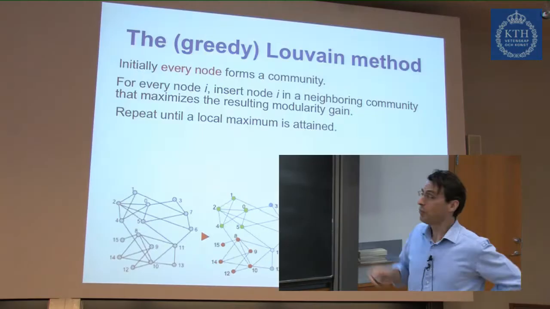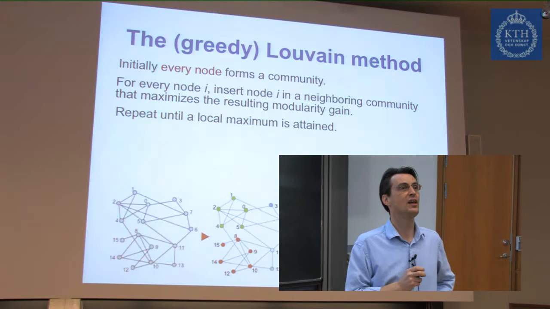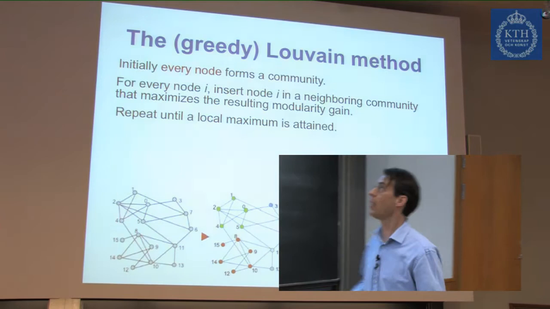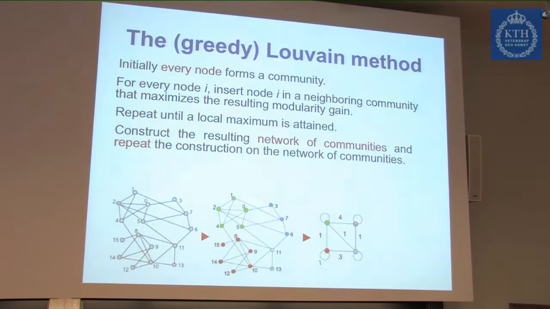So then what we do, once we've achieved this first step, is think of all these green nodes as being one community or one node in a network of communities. So I'm constructing at the next step the network of communities. These five nodes are now represented by just this node here, and these three blue nodes by this node, and so forth. And then I'm doing what I've just done again on this network of communities. And that then corresponds to possibly moving this one here with this one here.